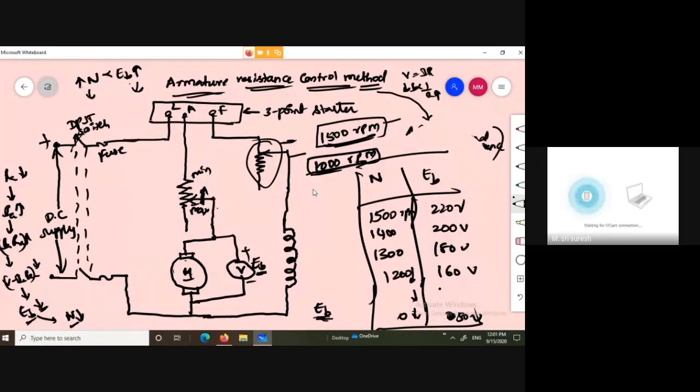That means the armature resistance control technique is used there. Why? Because the nameplate tells the rated speed, which is already specified. That is above the value which is required. So if the speed of the DC motor should be 500 RPM, but the rated speed of the DC motor is above 500, that means about 750 or 1000 RPM, but we want to run only at 500 RPM, in that case we will use this control technique in order to get that 500 RPM speed. Okay, understood?